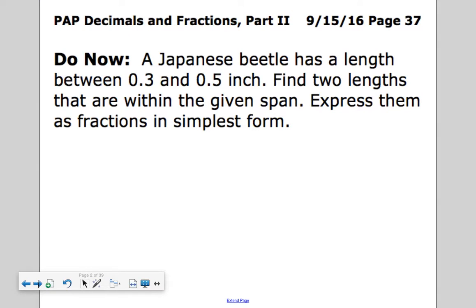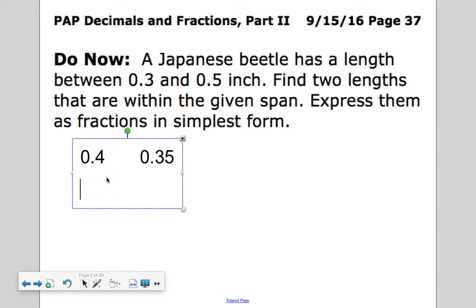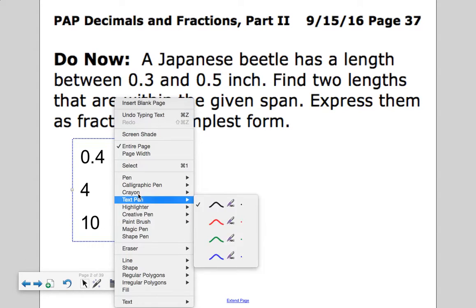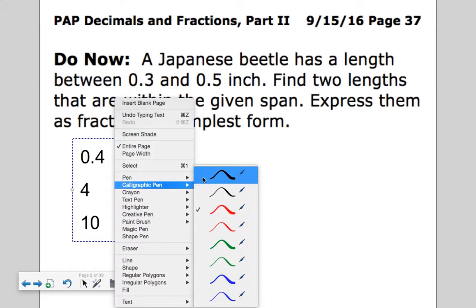All right, a Japanese beetle has a length between 3/10 and 5/10. Find two lengths that are within the given space and express them as fractions. So I will use 0.4, and what about 35 hundredths? They are between these. So how would you write this one? 4/10. It's in the tenths place. And how would I write this one? This is 35 hundredths.